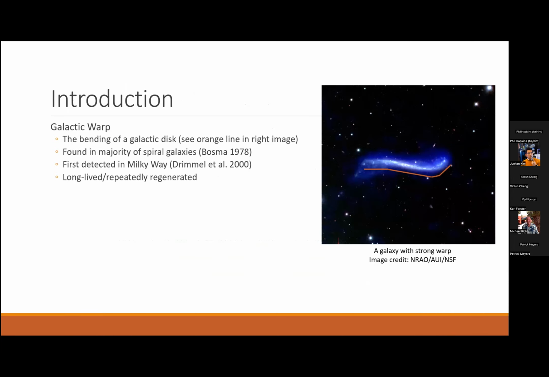So first, a brief introduction. What is galactic warp? Galactic warp is the bending of a galactic disk. You can see in the image over there.